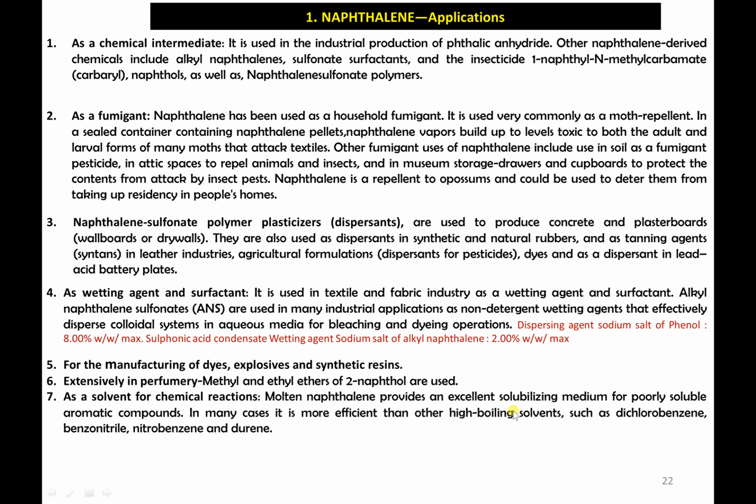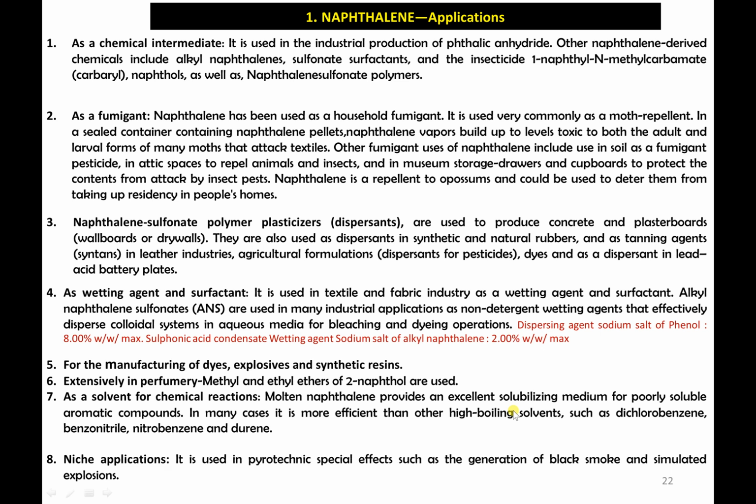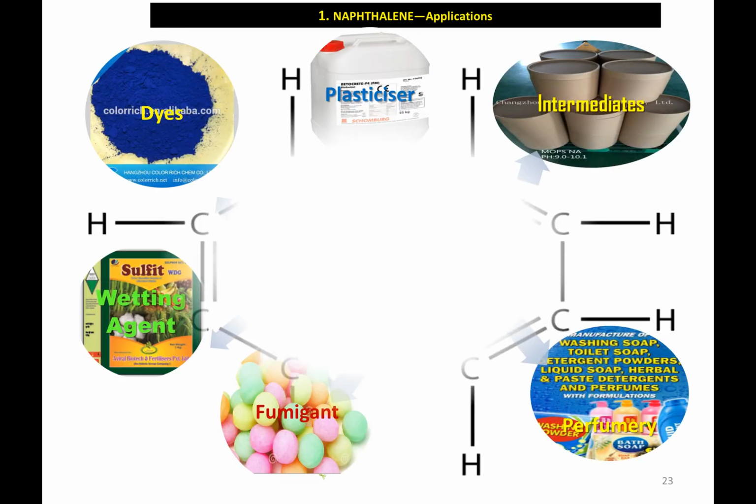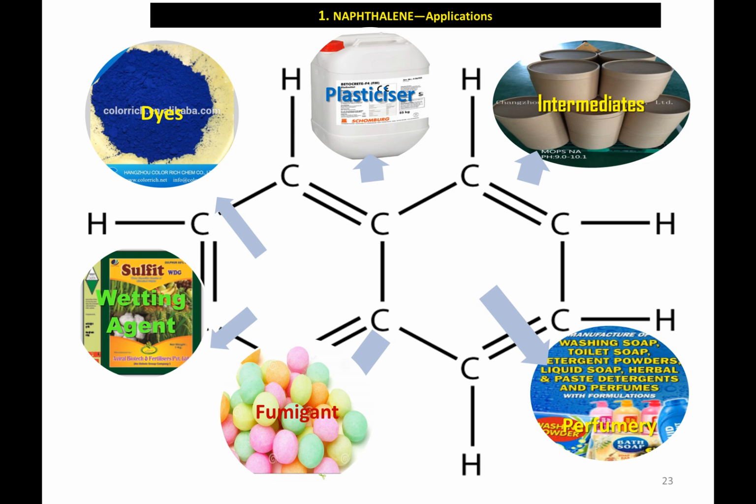Naphthalene is also a solvent for chemical reactions in the molten state. It is an excellent solubilizing agent for hydrocarbon or aromatic compounds. It can also be used as a high boiling solvent like dichlorobenzene, benzonitrile, nitrobenzene, and durene. And it has a niche application in pyrotechnic special effects such as generation of black smoke in simulated explosions. So in warfare also it is useful. So this is a depiction of the various uses of naphthalene.